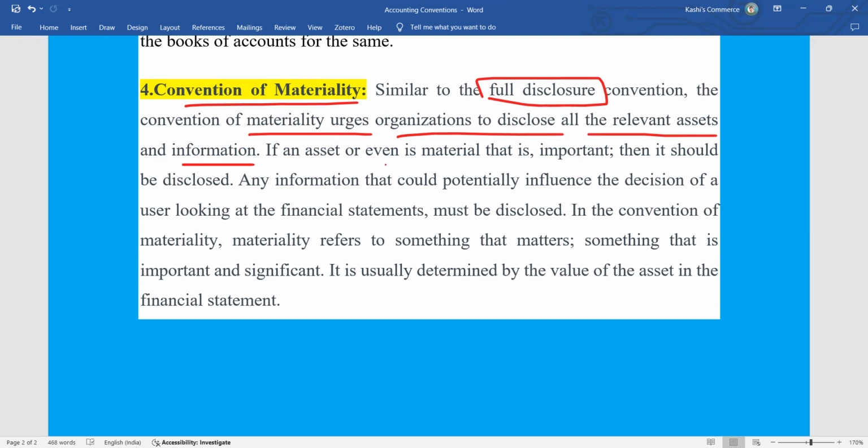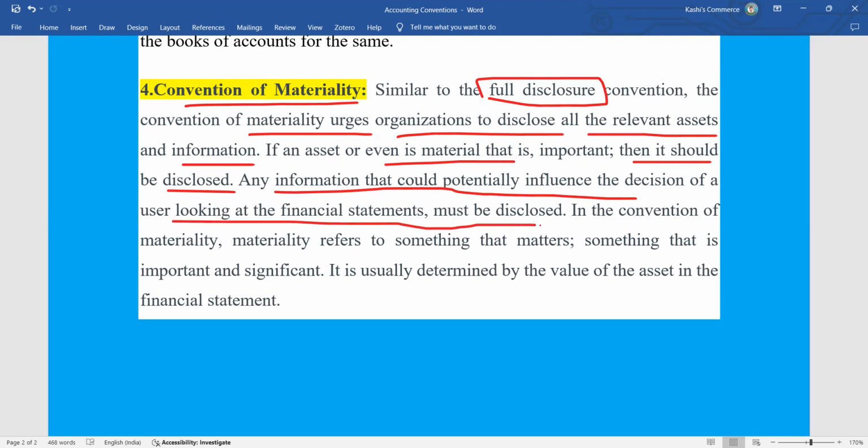If an asset or event is material, that is important, then it should be disclosed. Any information that could potentially influence the decision of a user looking at the financial statements must be disclosed in the convention of materiality. Generally, what the users need.